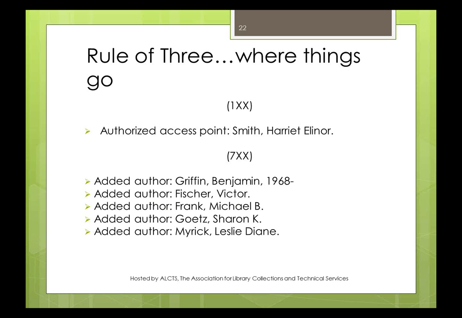The first named of any of these, or the authorized access point, goes into a 1XX field, and then you can provide the name of one or more other creators in 7XX fields. These are known as variant access points. So, this is an example taken from the persons shown in the previous slide.